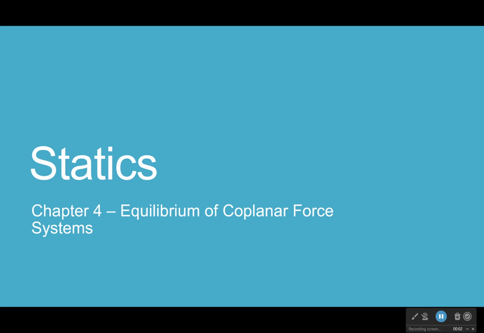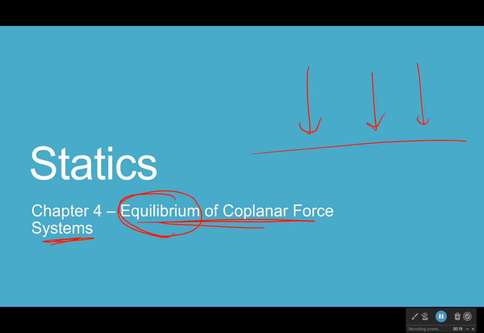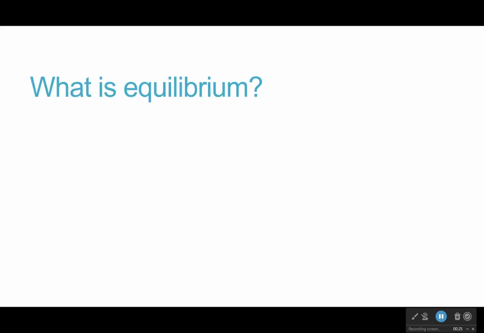So today we're going to be in Chapter 4, Equilibrium of Coplanar Force Systems. Now you're like, well, we did coplanar forces last time, so yes, but now they're in equilibrium. Last time we didn't really care, we just said, okay, we got a bunch of forces, add them together, even if those forces would be pushing our thing and causing it to fall. No, now everything is going to be held stationary, it's in equilibrium.